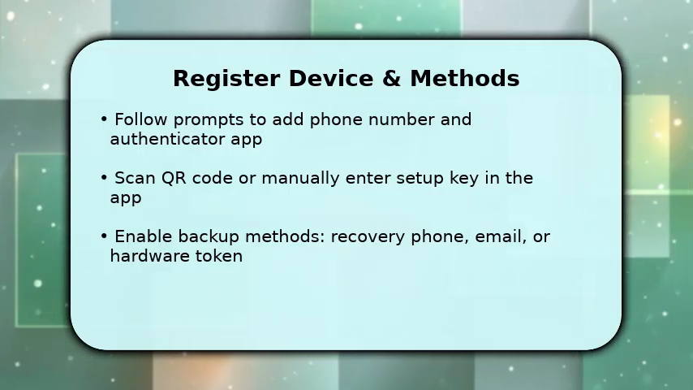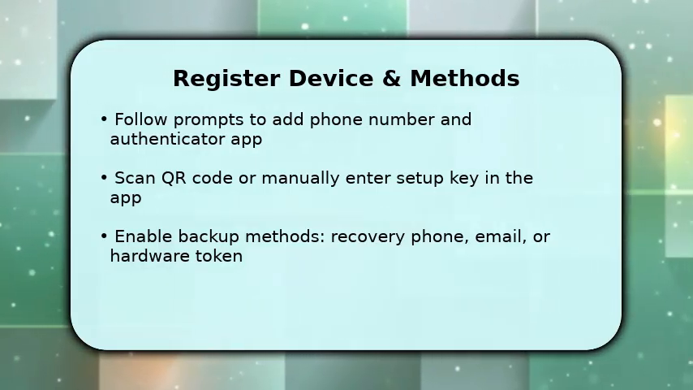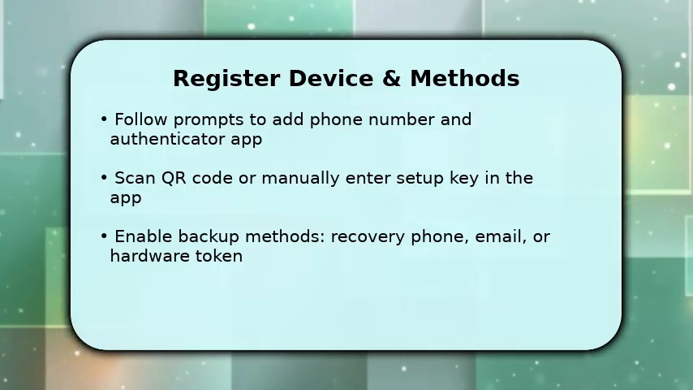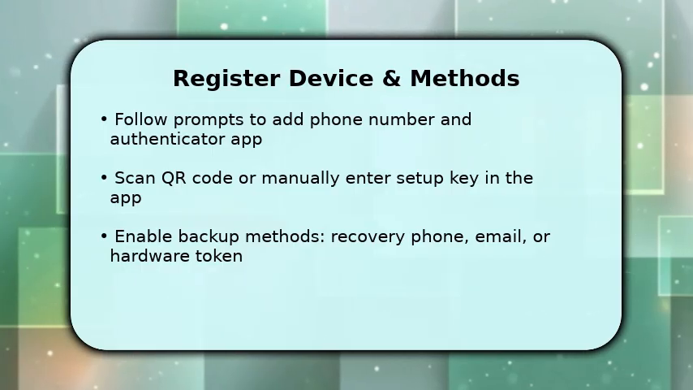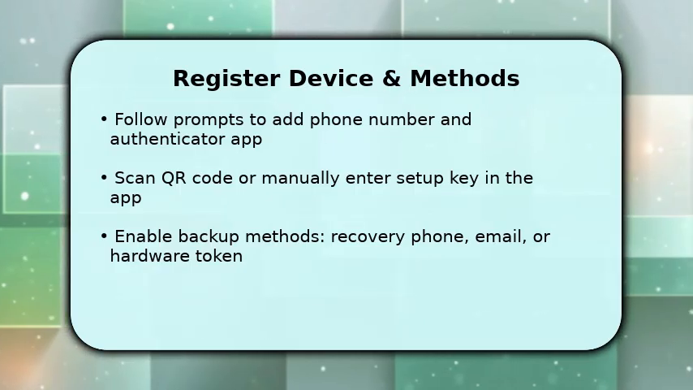Once you select the Authenticator app option, the portal will display a QR code. Open the app, choose Add Account, and scan that code or enter the setup key manually if scanning fails. Make sure to also add a phone number for SMS or a hardware token as a backup.